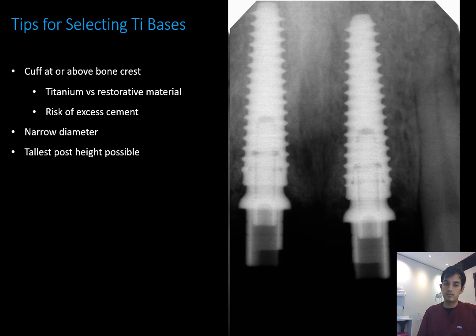And the third factor here is the height of the post, or the part that your restoration sticks to, and you want that to be as tall as possible, just because that's the surface in contact with the restoration. That's where the surface area of the luting agent is. Just to guarantee the strength of cementation, the tallest post height possible for that case should be used whenever possible. So those are the three criteria I use when selecting tie bases.